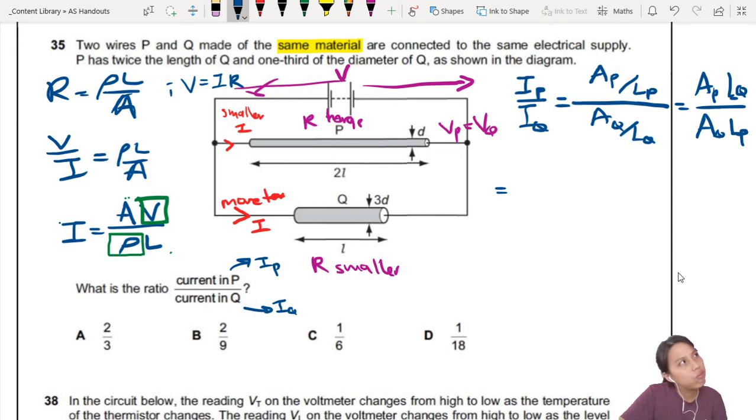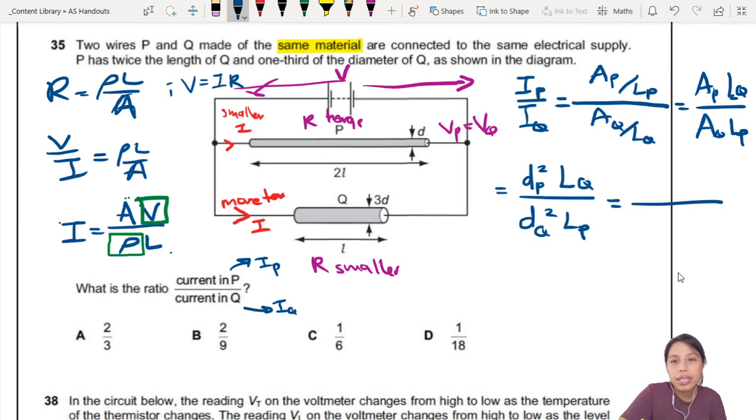Pi r squared, sorry, pi r squared or pi d squared over 4. So I just leave the d, because all the rest are just constants. So that's left with that. These are shortcuts: d squared L. Now we plug in everything we know.